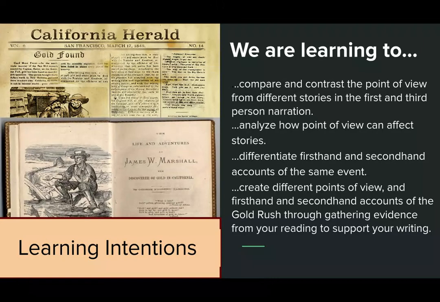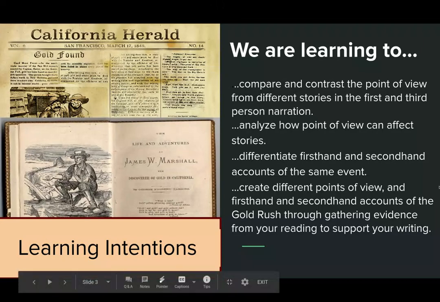Here are my learning intentions. So students are going to compare and contrast the point of view from different stories in the first and third person narration, analyze how point of view can affect stories, differentiate firsthand and secondhand accounts of the same event, and create different points of view and firsthand and secondhand accounts of the gold rush through gathering evidence from their reading to support their writing.